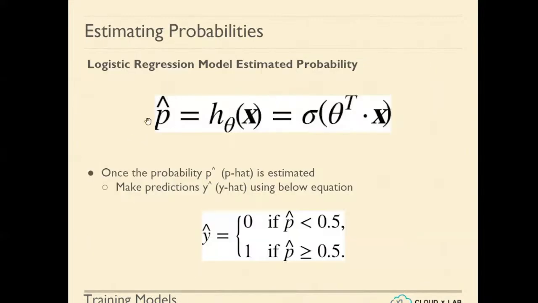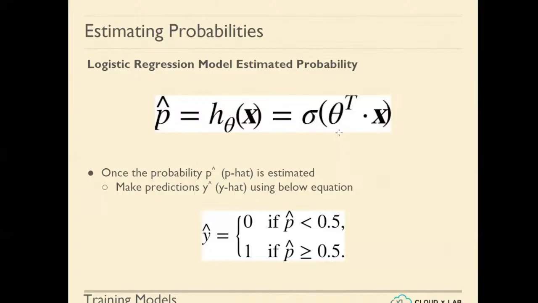This p hat is a model predicted value. And what is this p hat? P hat is nothing but the sigmoid function of theta transpose x, right? Because what exactly we are doing here is learning, estimating the optimal value of theta, right? This x is input, and this theta is the unknown value that we wish to estimate, right?